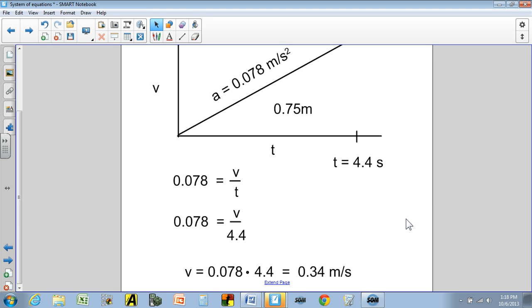So you're going to use this for one of the problems on the exam. You might want to review this whole idea of using a system of equations.